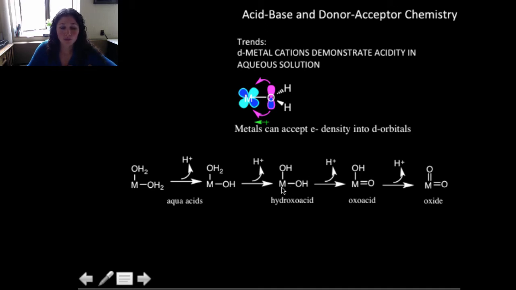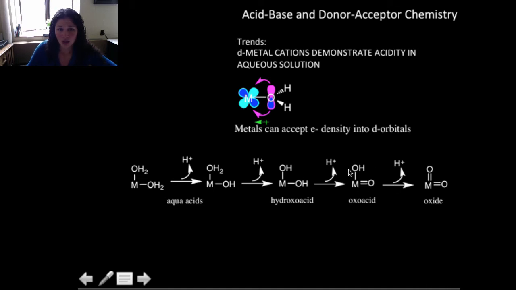Once you've deprotonated all your waters so that you only have hydroxides left bound to the metal, now you're talking about a hydroxo or a hydroxy acid. It's spelled differently depending on which source you're getting your information from. But the important thing is that the hydrogen is coming from a hydroxide bound to a metal ion, and the metal ion does not have any oxo groups. So over here, you see once you've deprotonated one of those hydroxide groups, now this double bonded oxygen is an oxo group.